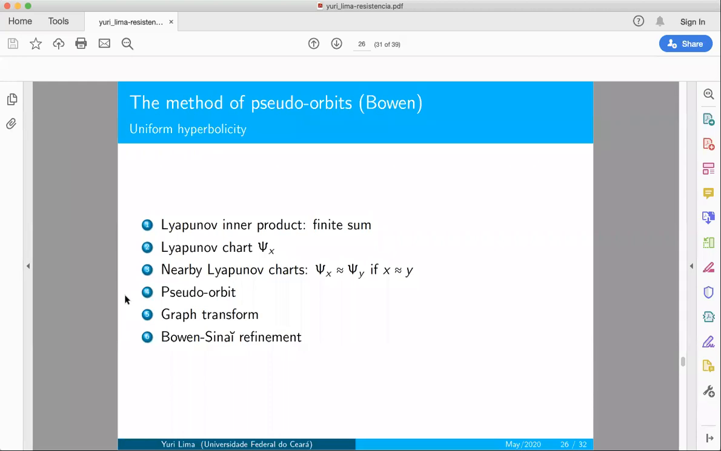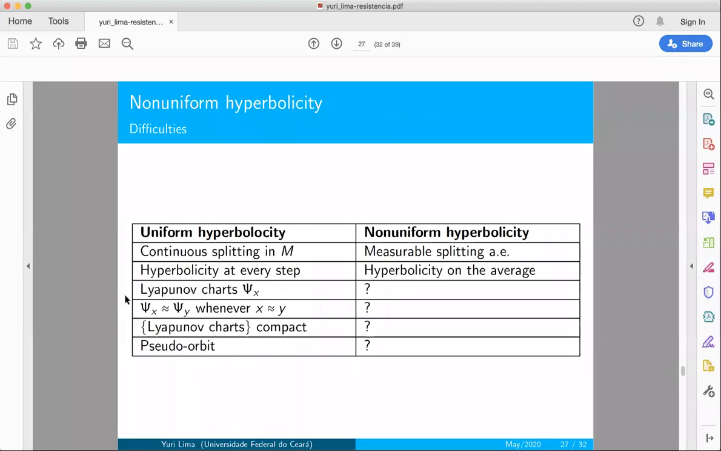But when we try to do that, the first two initial conditions, which are that in the uniform hyperbolic situation we have a splitting that is continuous, and we have a hyperbolicity that exhibits itself at every step, is no longer true. So the splitting is usually only measurable with respect to the point, and the hyperbolicity is only seen on the average, so as limits. And this makes it difficult to understand what are the candidates for Lyapunov charts, what are the candidates for saying that two Lyapunov charts are close.